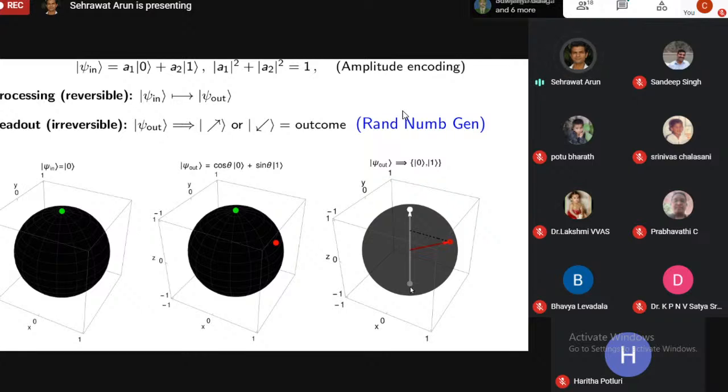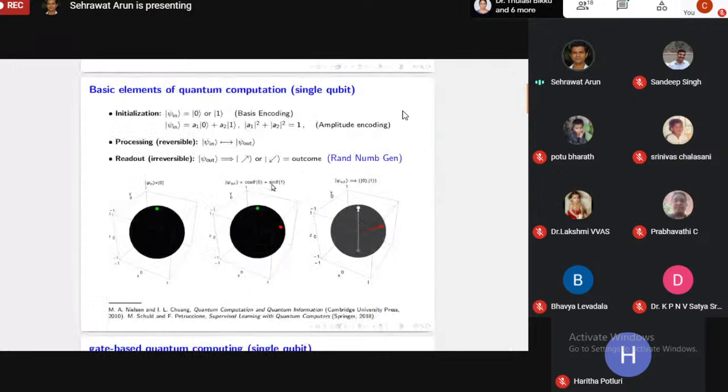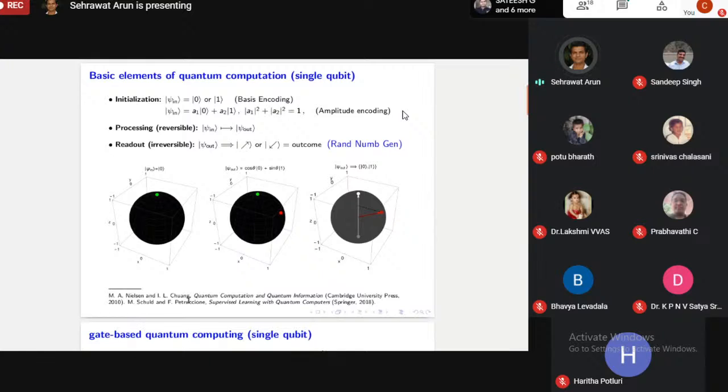Okay, so you have to prepare many particles in the same state and perform measurements, and then you will get this distribution given by cos theta squared and sine theta squared, right? Probabilities. This is a basic element of how you describe the system, how you describe the process, how you describe a method, right? So you can get more details in these books.